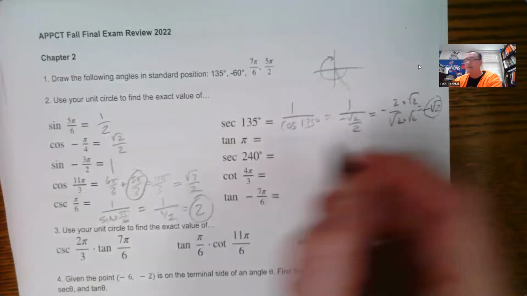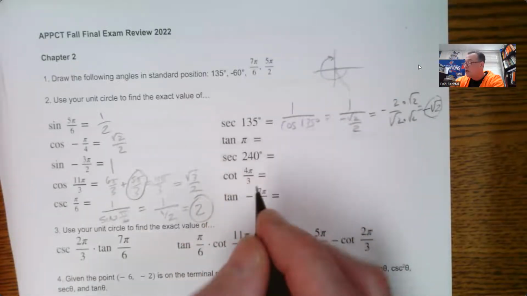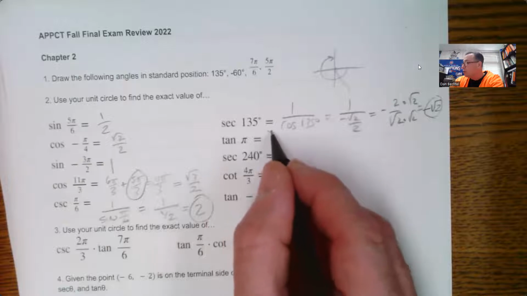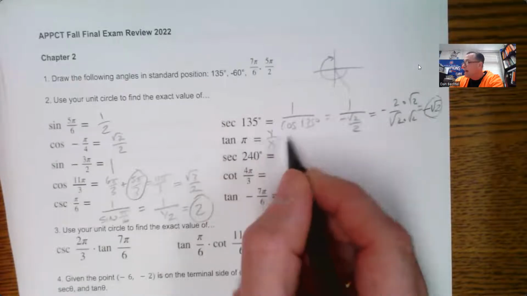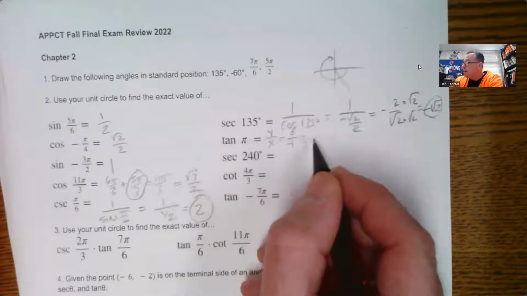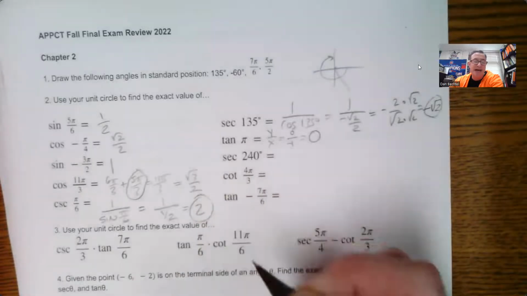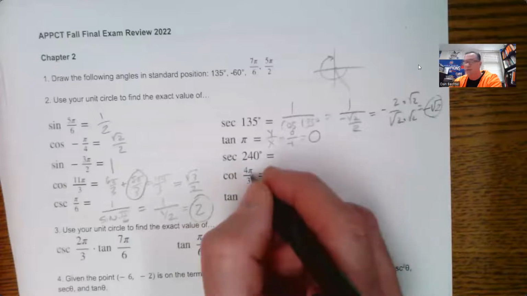Okay, so the next thing we're going to do, tangent of pi. Now, the tangent is our y value over our x value, our sine over our cosine. At pi, the y value is 0. The x value is -1. So the tangent at pi is going to be 0. All right. The secant, actually, let's do the cotangent one because I think it'll be easier for us to do.